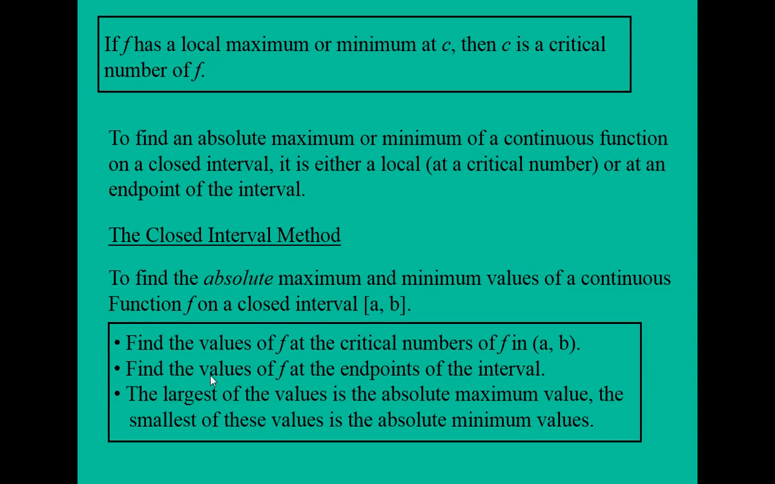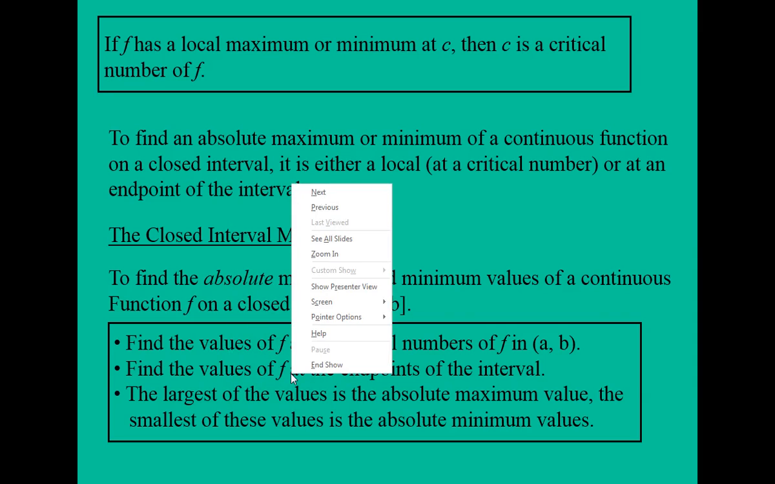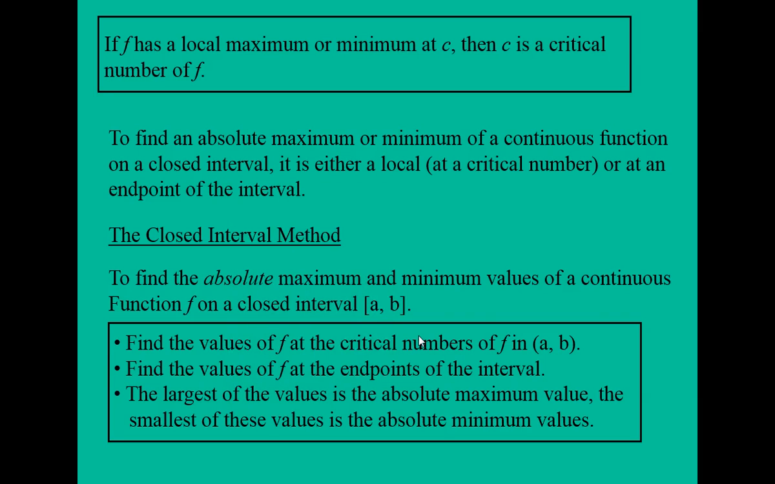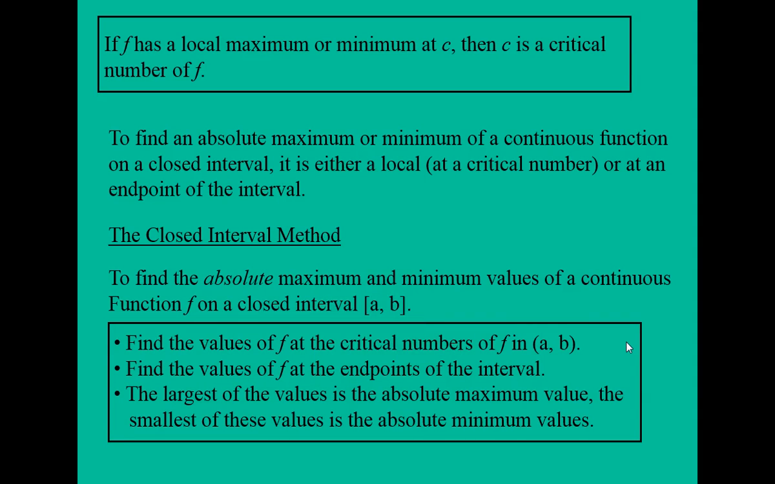first we're going to find the values of f at the critical numbers of f. And recall, finding the critical values of a function, we're going to look for where the derivative equals 0 or where the derivative is undefined or does not exist. That's how we're going to find our critical numbers for part 1.